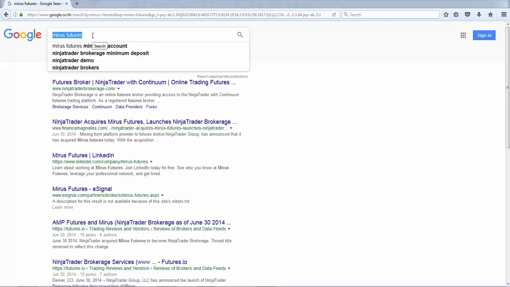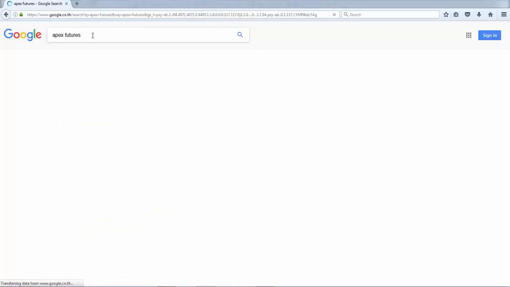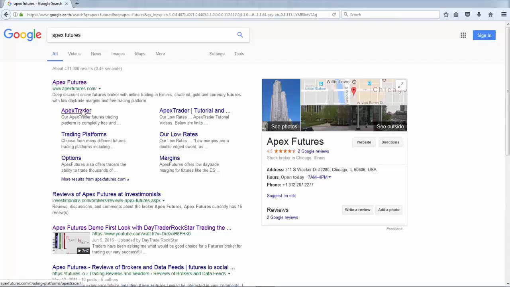If you want to use the same software as I'm using, but do it for the cheapest price, I recommend Apex Futures. They have Apex Trader. Let's see, Apex Futures. They have Apex Trader right there. It's the same exact software. You can see it right here. Same exact software as I'm using.